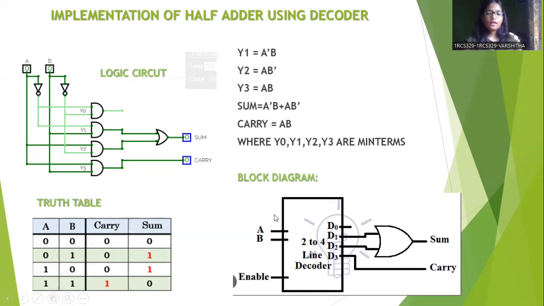When we connect A and B to the 2 to 4 line decoder, it generates D0, D1, D2, D3 as the output signals, which are similar to Y0, Y1, Y2, Y3. Here Y0 is A bar B bar, Y1 is A bar B, Y2 is A B bar, Y3 is A B. Sum equals A bar B plus A B bar, which is very similar to an XOR gate. Carry is equal to AB. Y0, Y1, Y2, Y3 are the minterms.